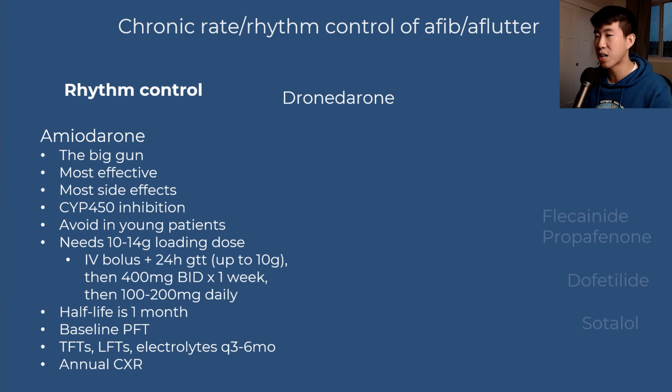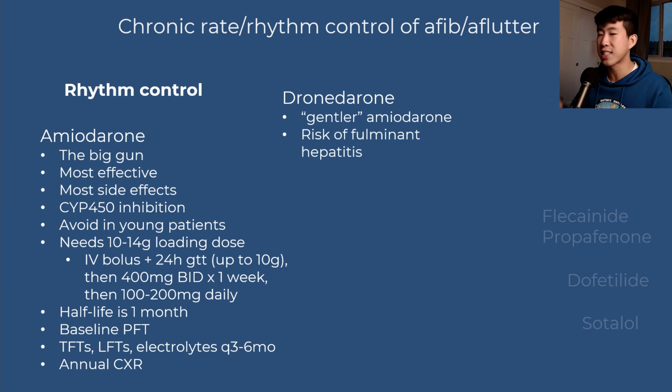All right, next let's talk about dronedarone. Dronedarone is basically a gentler version of amiodarone. It's weaker than amiodarone, but it's also got fewer side effects, which is the advantage. One thing that has been noted in several case reports, though, is that there is a risk of fulminant hepatitis, albeit a very rare risk, so I wouldn't worry too much about that. Just know that that's one of the potential risks.